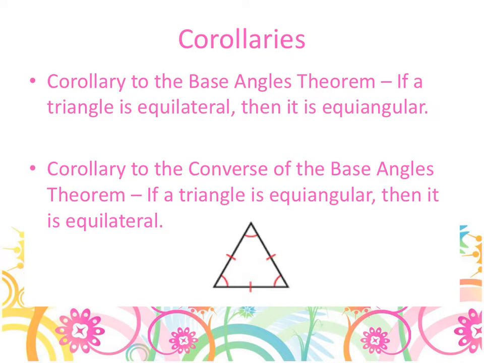Okay, corollary to the base angles theorem. Remember, corollary is like the DLC of theorems, where we just add something on. We've got two add-ons here. If a triangle is equilateral, then it's equiangular. Well, we already talked about that. I snuck that in a little bit early because I thought it was very important. So every triangle that is equilateral is also equiangular, and vice versa. Every triangle that is equiangular is also equilateral. The corollary to the converse of the base angles theorem says if a triangle is equiangular, then it's equilateral.